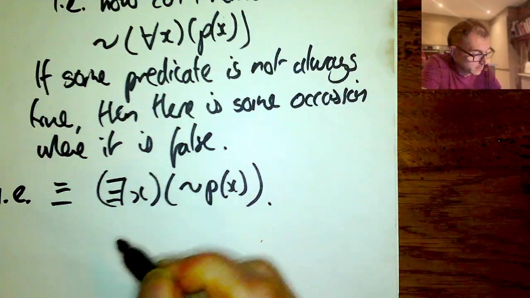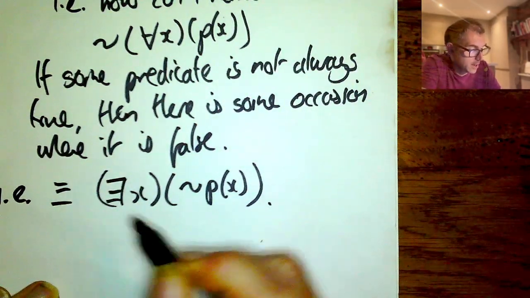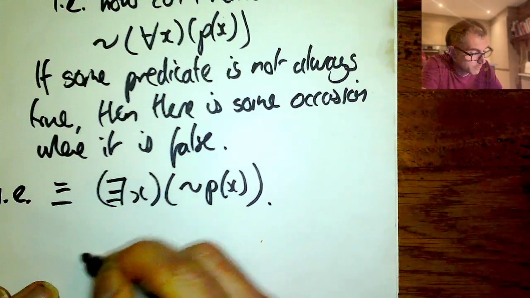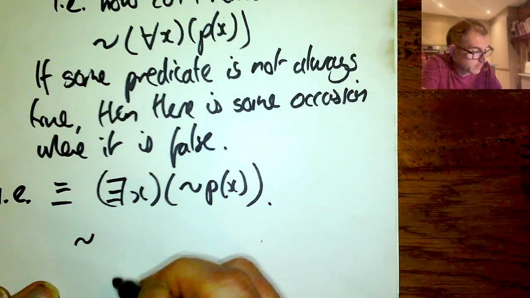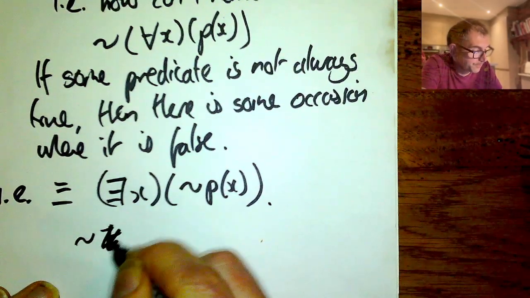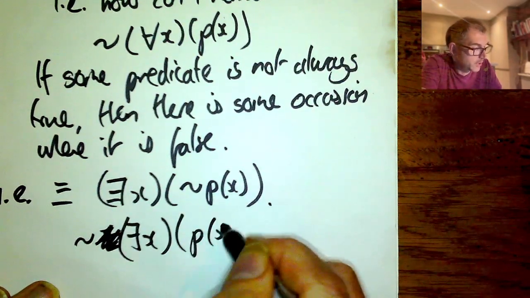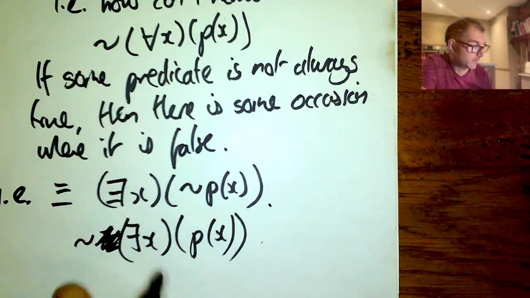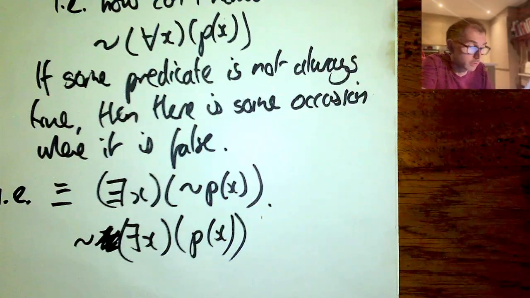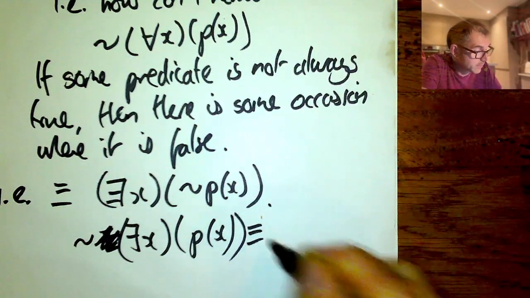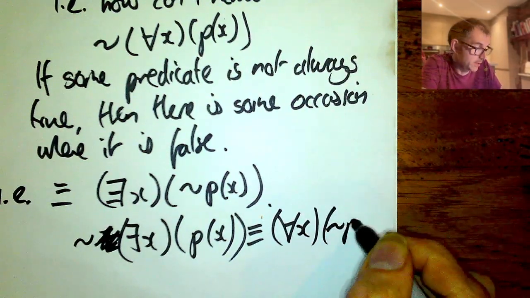So that's one way to express it. Another way to express it would be to say that not of, so here's another way of seeing the same idea. If I want to say that there does not exist an x such that p of x is true. So if there is no example where some predicate holds about x, then that amounts to saying the same thing as all x do not satisfy p of x.